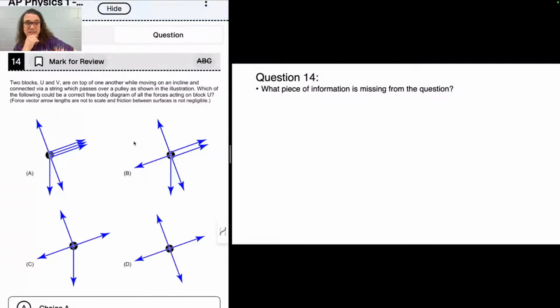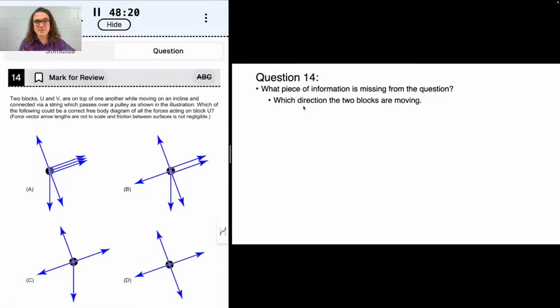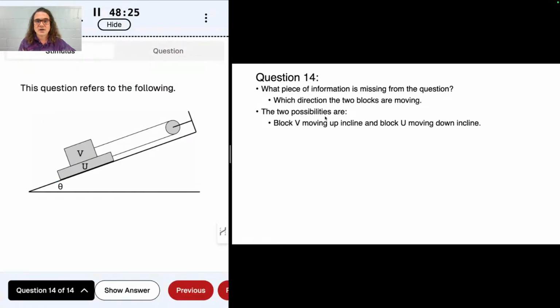No, it says that there is friction between the surfaces. It says it's not negligible. So the direction of the motion, how the blocks are moving. It says the blocks are moving, but what it does not say is which direction the 2 blocks are moving. So we have a couple of options. The 2 possibilities are: block V could be moving up the incline with block U moving down the incline, or block U could be moving up the incline and block V could be moving down the incline.